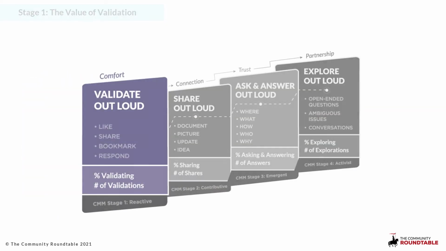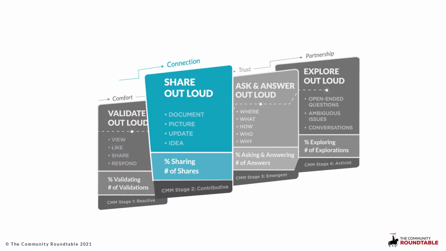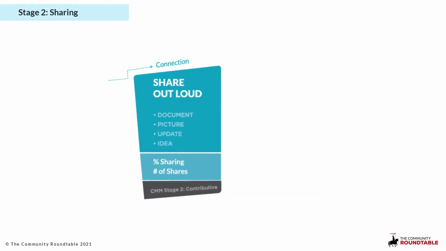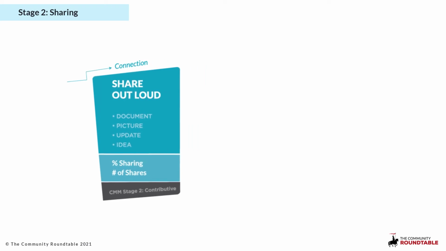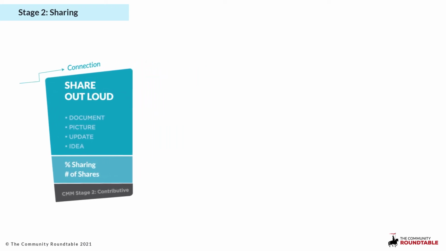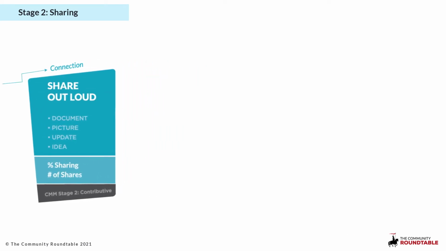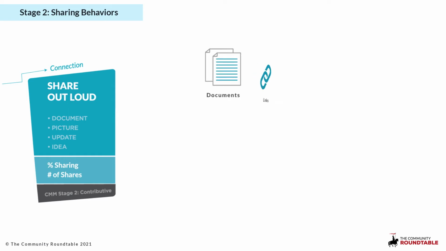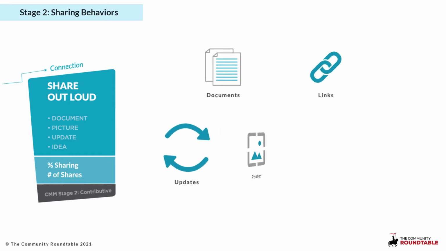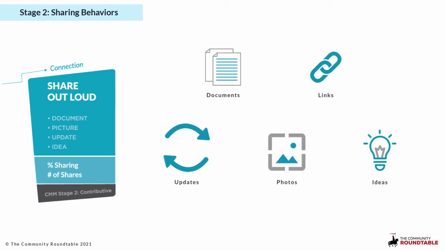As members become more comfortable engaging in this validation behavior, they begin to exhibit sharing behaviors of the next engagement stage. Members cultivate a baseline comfort in the community. They begin to make more substantial contributions by adding their own unique content. These members begin to build connections with others in the community. Common behaviors in the sharing stage include posting documents, links, updates, photos, and new ideas.